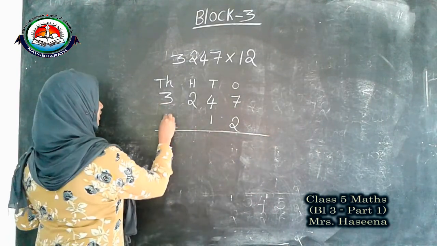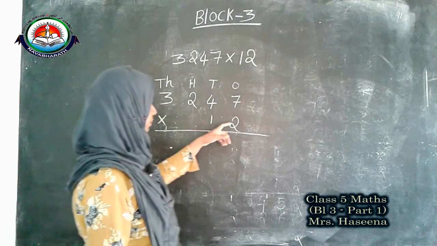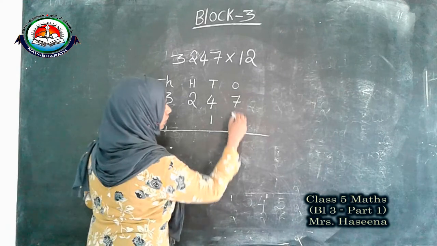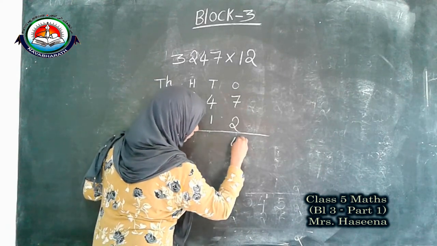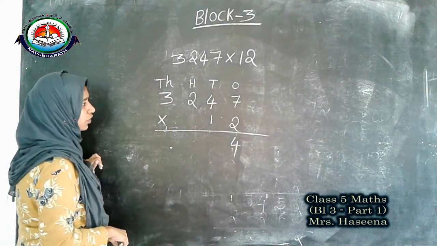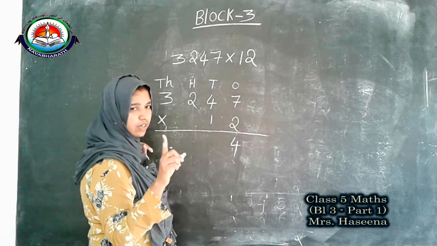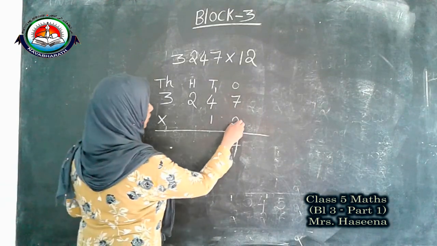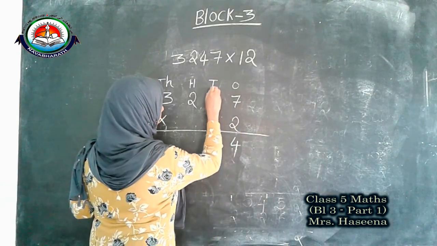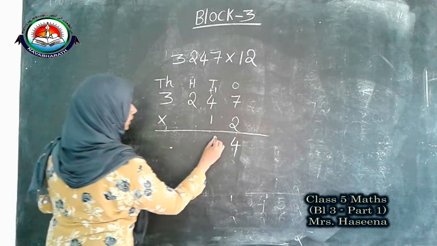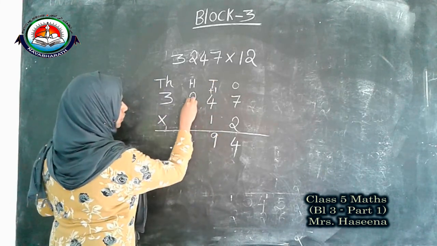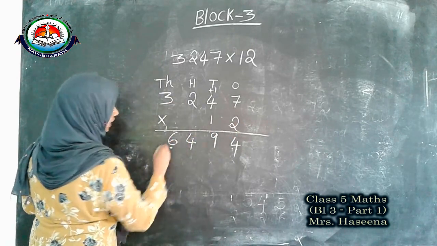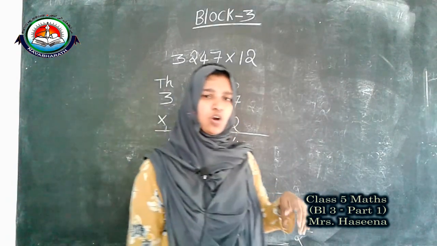Okay. Then into symbol. Multiply. 2 into 7, 2 into 7, 14. 14 we can write only 4. What is the carryover? 1. 1 means 10. Then multiply. 2 into 4, 8. 8 plus 1, 9. Then 2 into 2, 4. 3 into 2, 6. Okay, first row over.